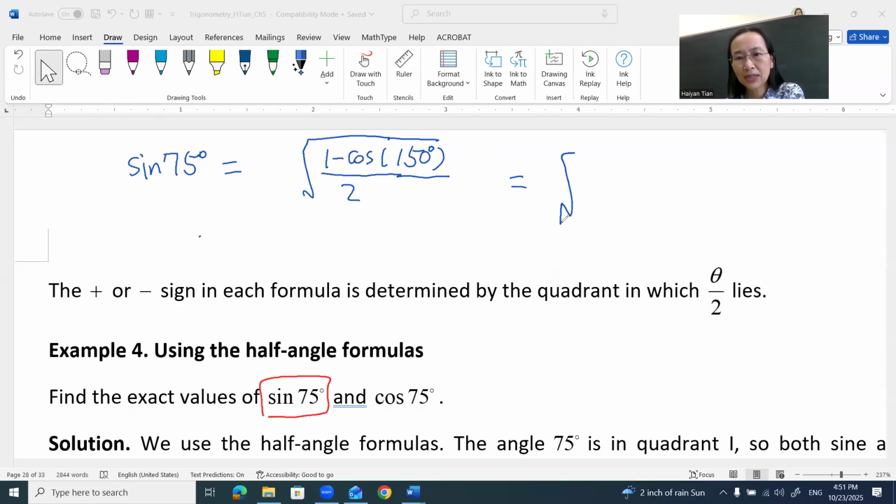So what is cosine 150? Cosine 150 degrees, its reference angle is, well, 150 has a reference angle of 30, right? So we know cosine 30 is square root of 3 over 2. However, cosine 150 is in the second quadrant, so the cosine value is negative.